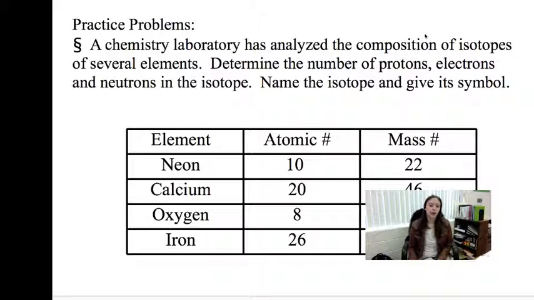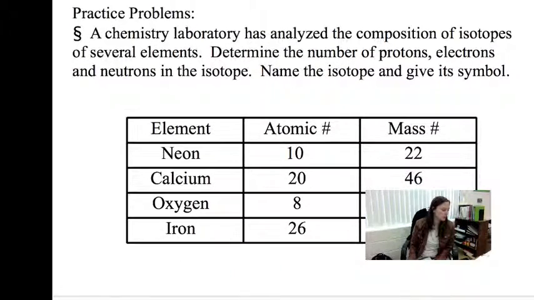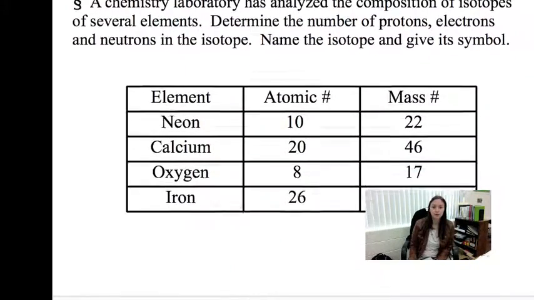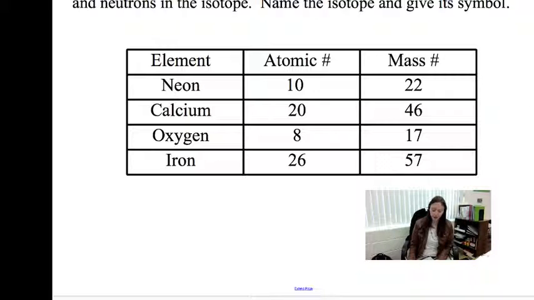Alright, so now we're going to take a look at these isotopes and writing them in the correct notation, both word notation and symbol notation. So here we go. A chemistry laboratory analyzed the composition of isotopes of several elements. Determine the number of protons, electrons, and neutrons in the isotope. Name the isotope and give its symbol. We're going to name the isotope in both symbol and word notation. So let's start off with our first element.